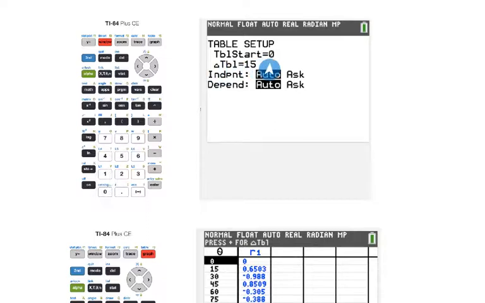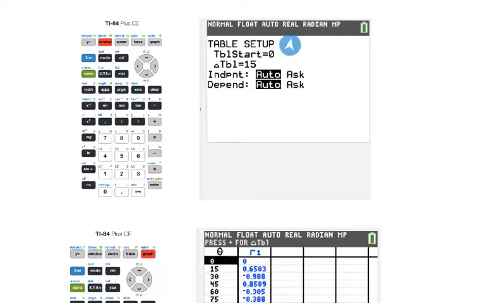The table start, let's make that 0, and the delta table, delta means change in, so basically what are our x values, or in this case our theta values, going by, and we're going to go in every 15 degrees. Once you get this screen set up, the table start's going to be 0, the change in table is going to be 15 degrees. Make sure you're in degrees, not radians. I just realized that I'm in radians, so my table here is going to be a little bit off in terms of the numbers, but yours, go ahead and switch that to degrees.